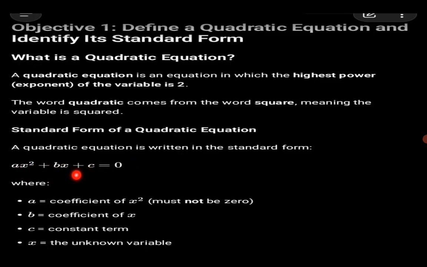So in this case, a is a coefficient of x squared, but must not be 0, because if it's 0, then the whole thing is going to collapse to a linear equation, because anything multiplied by 0 is equal to 0. So if you put 0 there, it means this x squared is going to disappear. So you end up having bx plus c equal to 0, which is basically a linear equation.